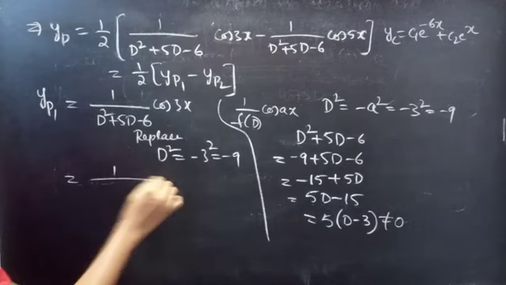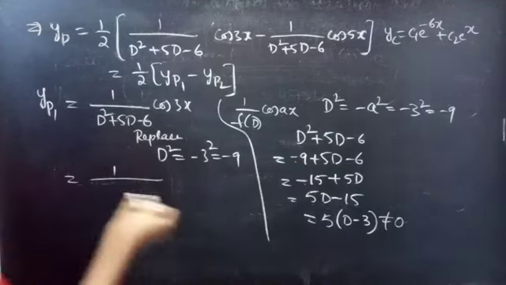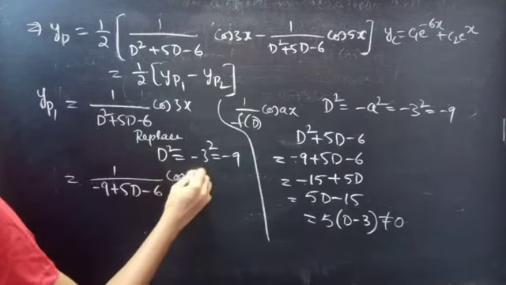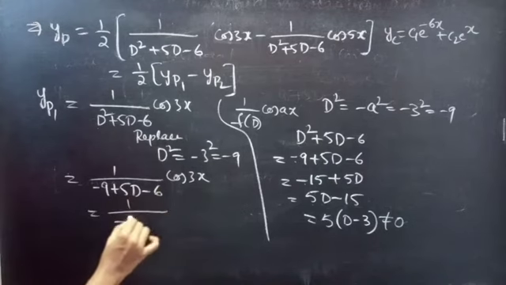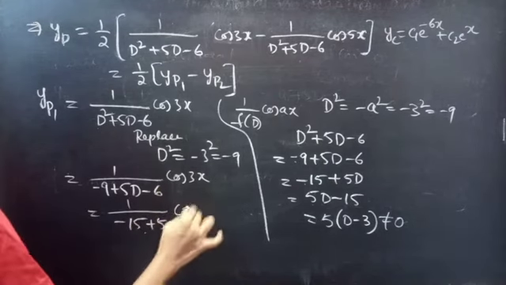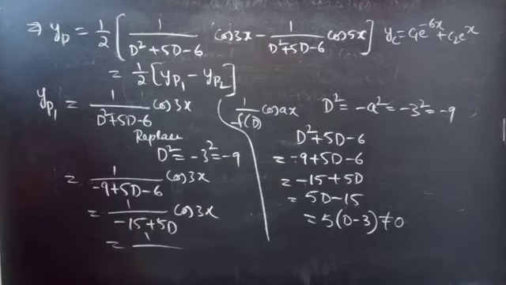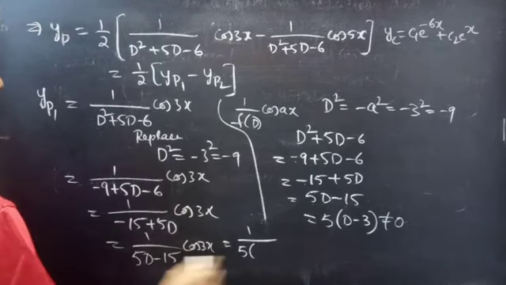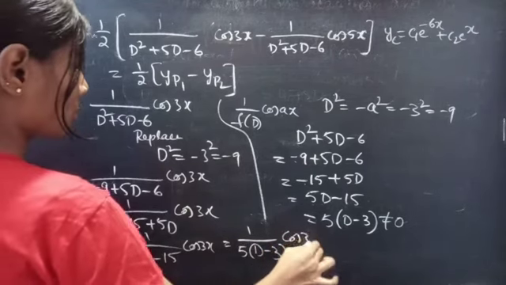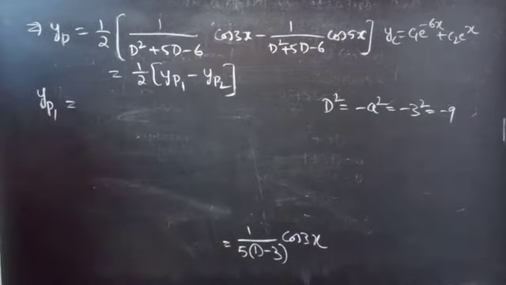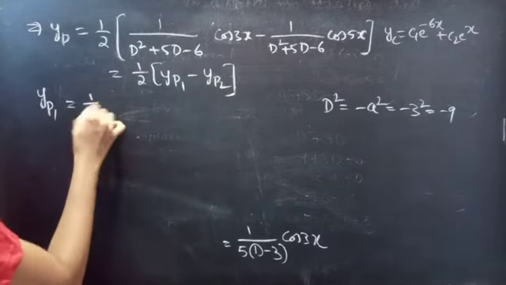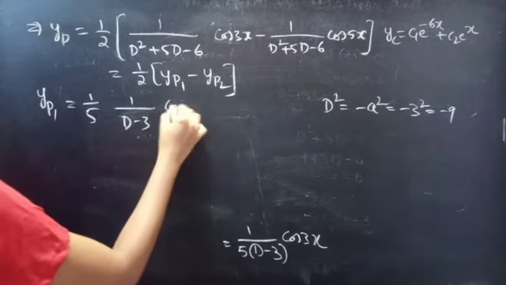Then this becomes 1 by, now we'll just write the steps, same steps here. Replace D square by minus 9, we'll get 1 by (minus 9 plus 5D minus 6) into cos 3x, which is equals to 1 by (minus 15 plus 5D) into cos 3x, which is equals to 1 by (5D minus 15) into cos 3x. Also you can write this as 1 by, take 5 common, 5 times (D minus 3) into cos 3x. Now we are having yp1 equals 1 by 5 into (D minus 3) into cos 3x, right? So we can write this as 1 by 5 into 1 by (D minus 3) into cos 3x.